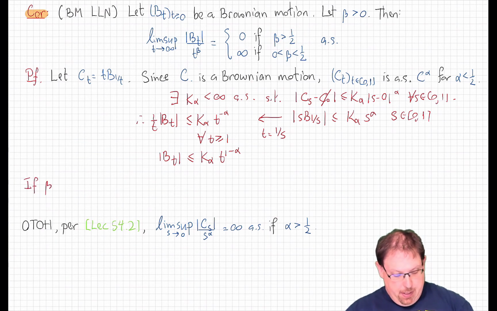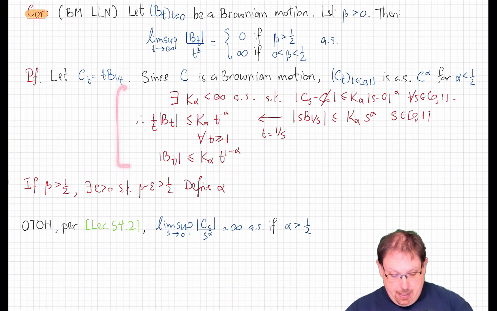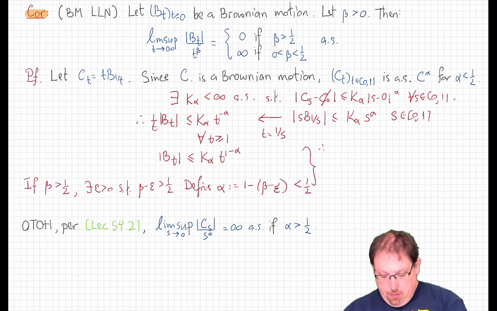Now let's look at the case beta bigger than 1/2. If beta is bigger than 1/2, that means that it's bigger than 1/2 plus epsilon for some epsilon. That is, there exists epsilon greater than 0, such that even beta minus epsilon is greater than 1/2. And so what I'm going to do is define alpha, which for everything we've done over here could be anything less than 1/2. Alpha will be 1 minus (beta minus epsilon), which is 1 minus something bigger than 1/2, which is therefore less than 1/2.